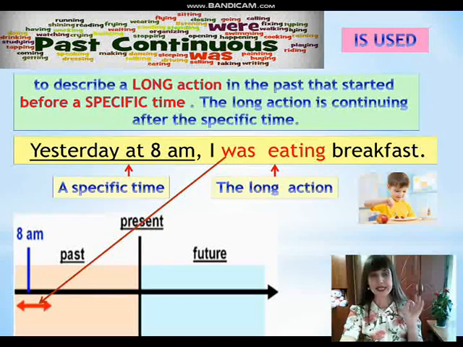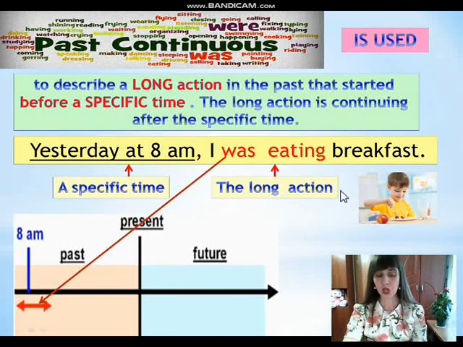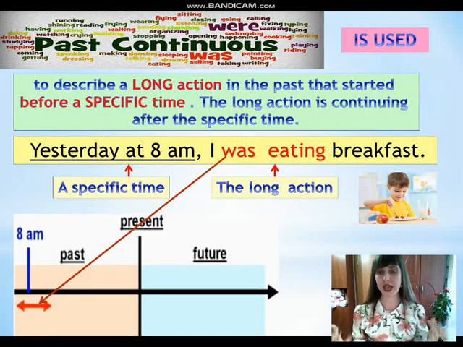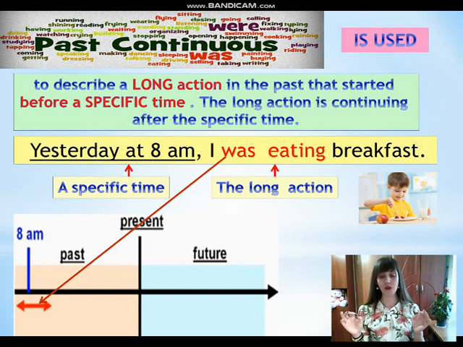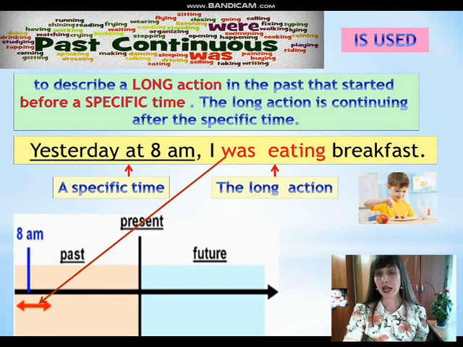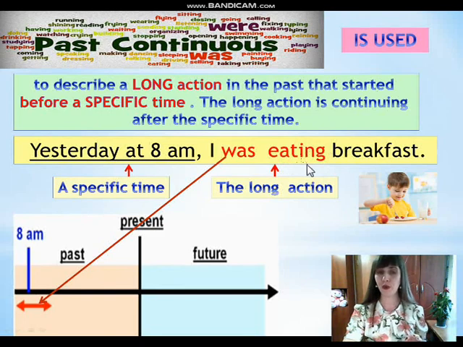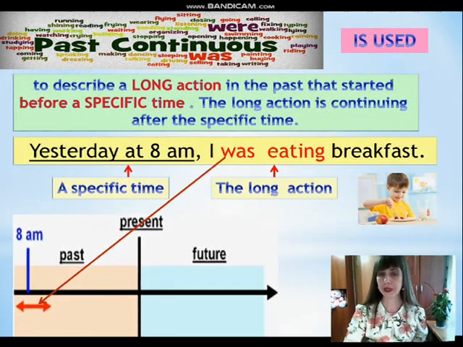So, yesterday at 8 a.m. I was eating breakfast. A specific time, the long action. Okay? So, we are defining the action that we are in the middle of at a specific time. So, I think that you remember how to make up the past continuous tense, right? So we need was or were for we, you, they, and the ing form for the verb, okay?